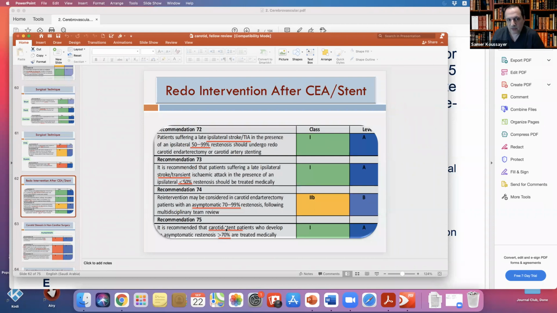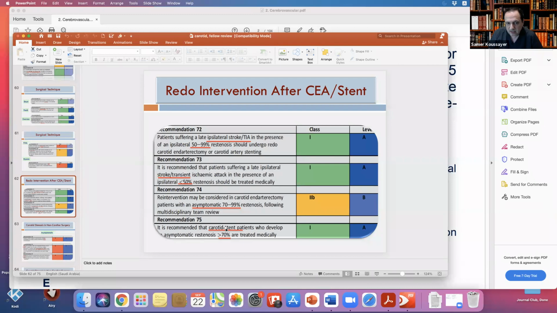So what they said here, if you have symptoms and you have 50 to 99% stenosis, then you have to redo the carotid or re-stent it. Usually if less than 50%, they treat it medically. If the patient has a carotid endarterectomy and is asymptomatic with 70 to 90%, then they want us to have a multidisciplinary team review to decide whether we should do it or not. But if he has a stent and has a restenosis of more than 70% and is asymptomatic, it should be treated medically. Why is that? Because if he has carotid surgery, you can either redo surgery or re-stent it. But if you have a carotid stent, re-stenting is not good because it is already a small artery with another stent. And going with surgery will be very difficult because you already have a stent, so you cannot remove it. You have to do a major surgery.